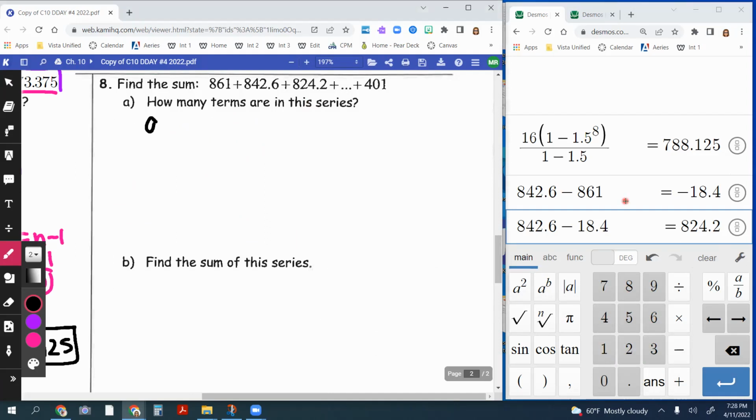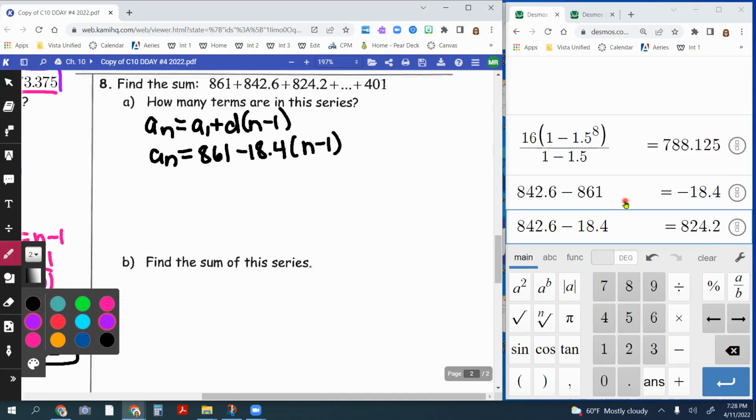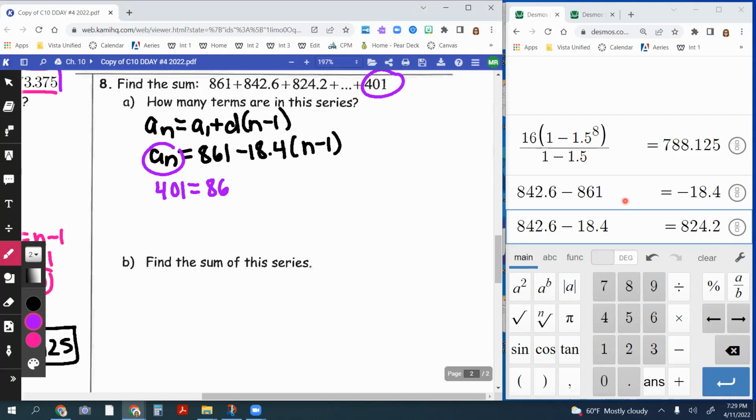So for an arithmetic one, I'm going to have a sub n is equal to a1 plus some d times n minus 1. So in this case, we're going to have a sub n is equal to 861, and we are minusing 18.4 times n minus 1. So I'm going to stick 401 in for a sub n. So 401 is equal to 861 minus 18.4 times n minus 1.